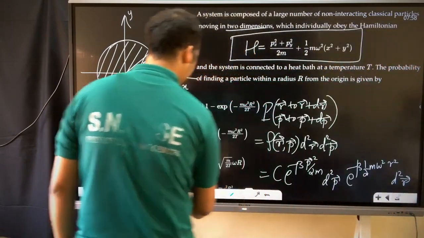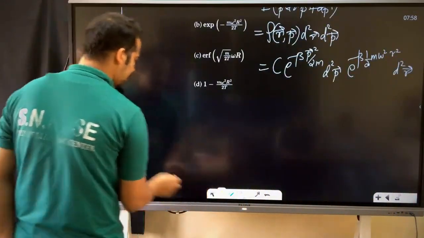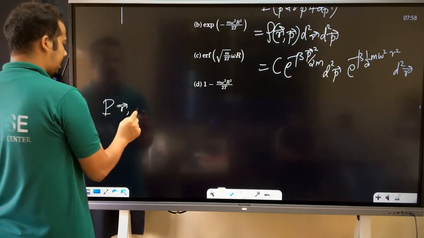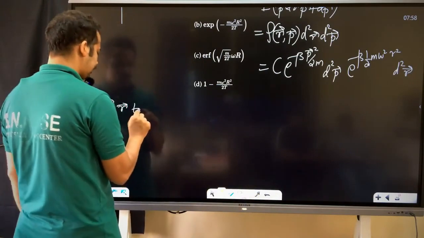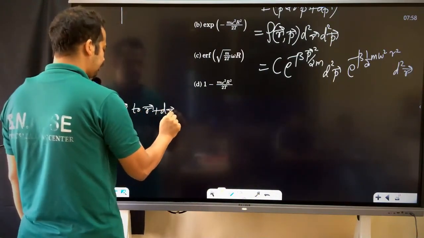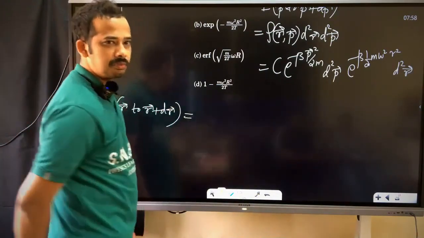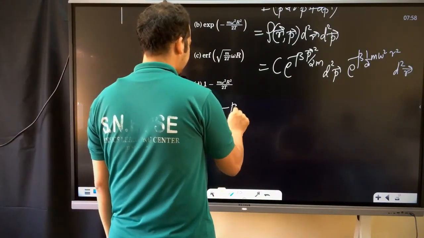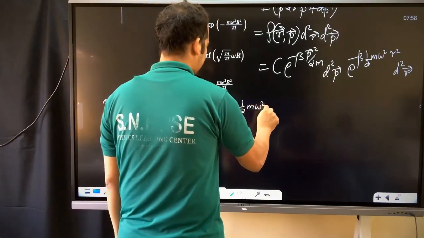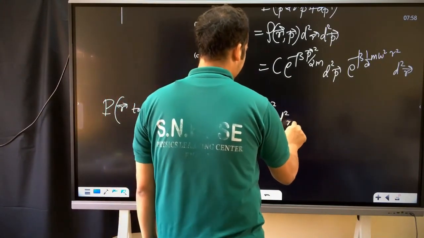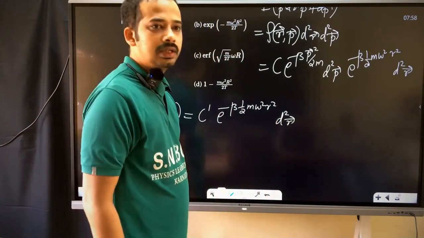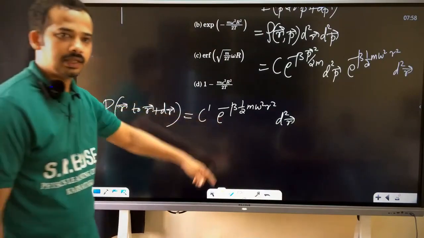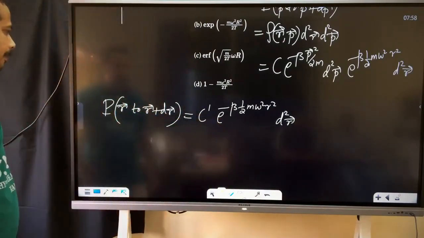Now, in this probability, if you wish to make it irrespective of momentum, the probability of finding the particle from r to r plus dr, what would you do? Integrate with respect to momentum. That will give you one more constant, isn't it? Some c prime into e power minus beta half m omega square r square into d square r. This is an elementary area on a plane.